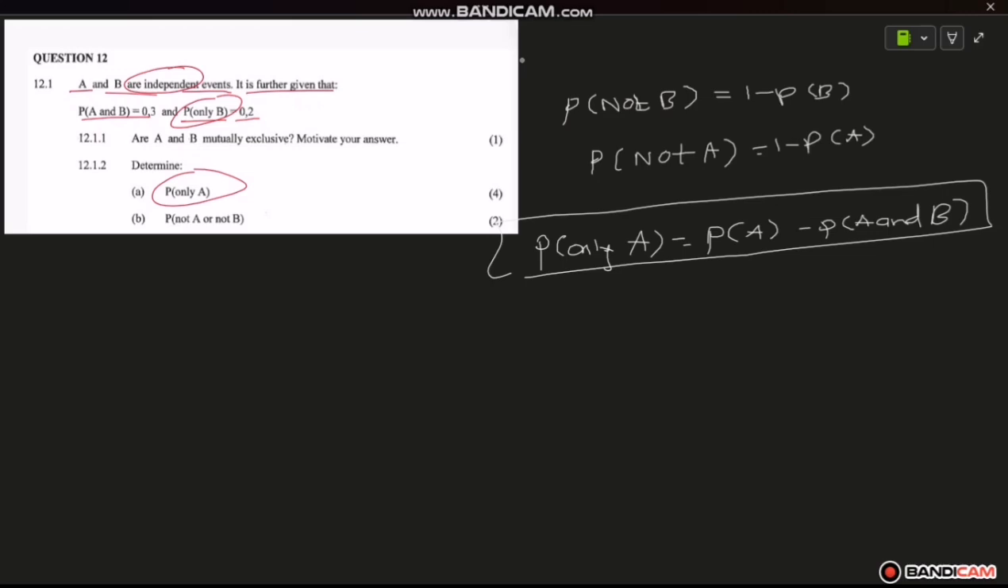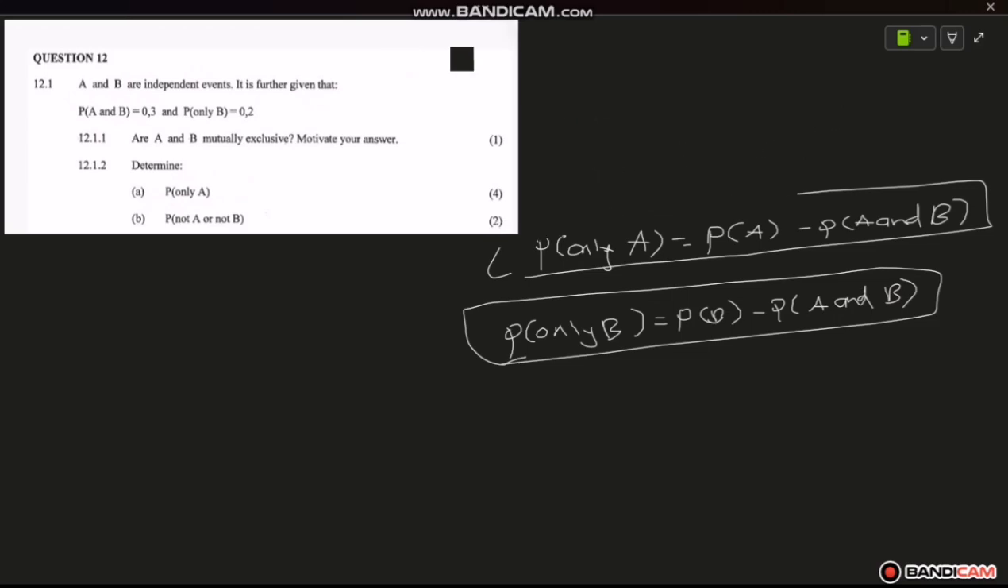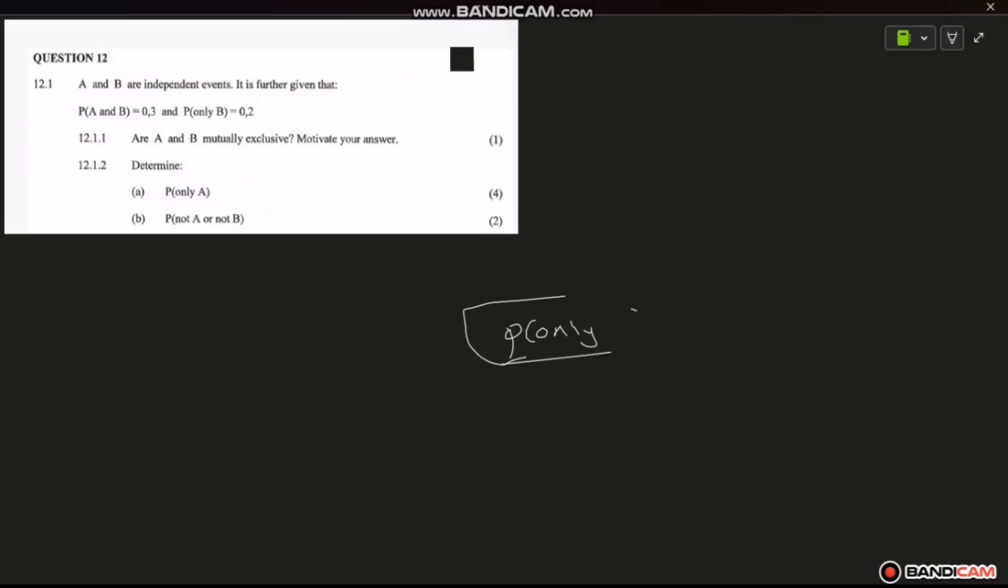Then the P only B, on the same thing, will be the probability of B minus the probability of the intersection A and B. So these are the formulas that we're going to use here to determine some of the probabilities if it will lead us to use them. Okay, now I'm going to erase everything. I hope you're writing this down.